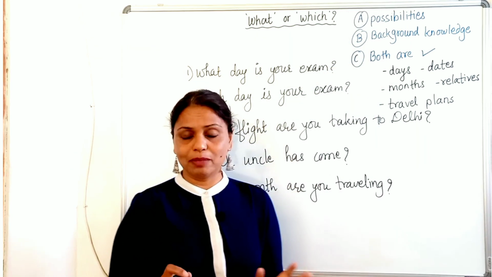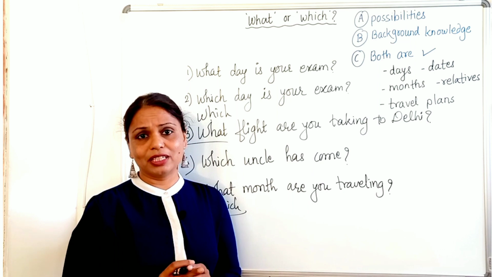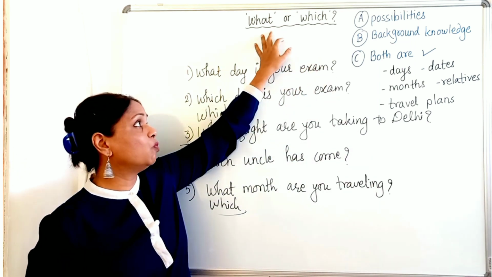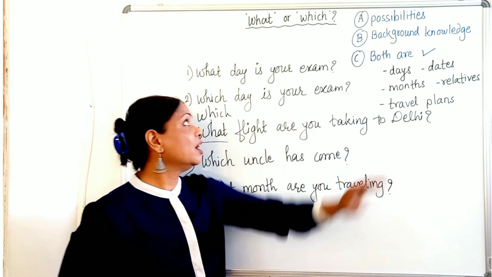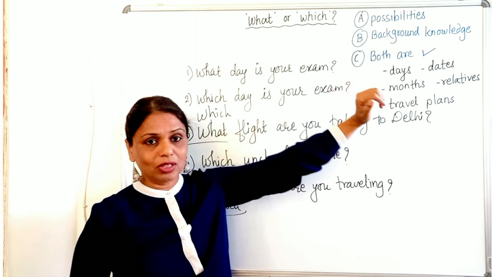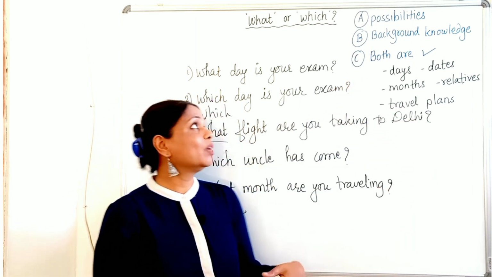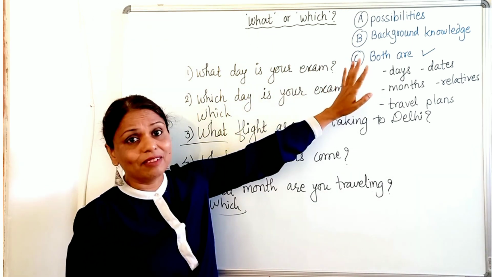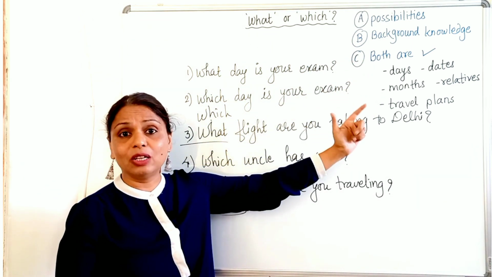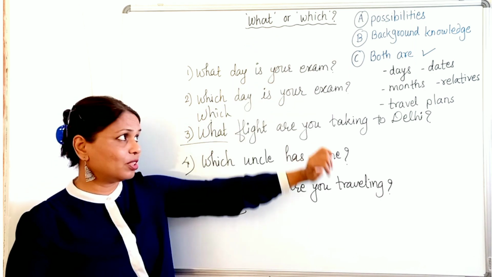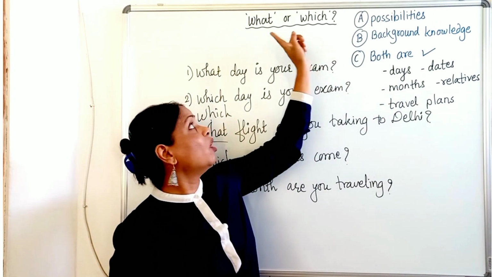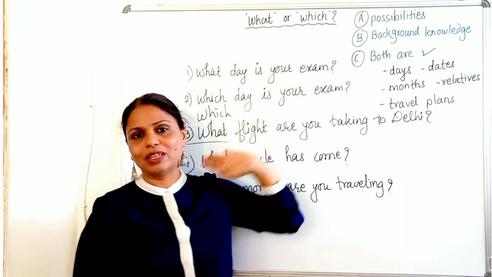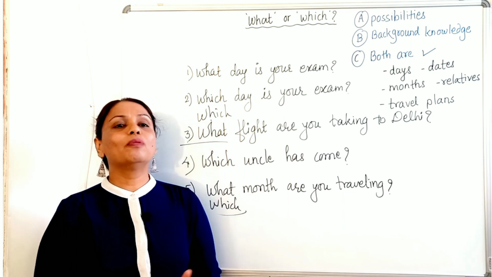First point is of possibilities. If there are many more possibilities, a number of possibilities, you can use what, and on the other hand, if there are limited possibilities, limited options, you can use which. Background knowledge. If you have the background knowledge, you can use which. If you do not have any background knowledge of a person or a thing or a situation, you can use what. And in these cases, as I told you just now, both what and which can be used and both of them are correct in these situations. Hope these 3 points are clear to you.